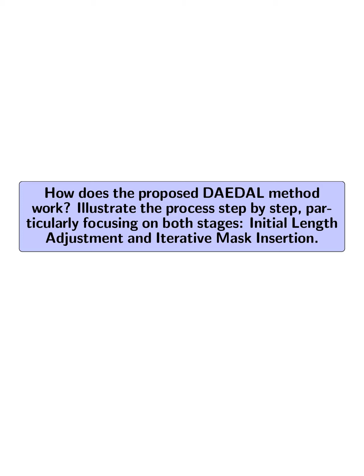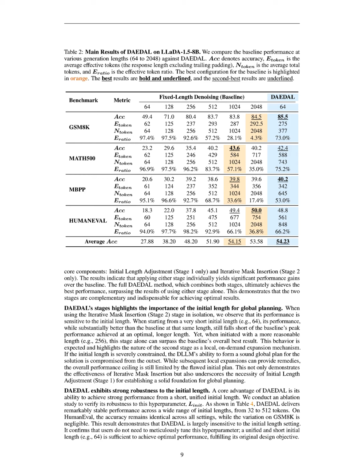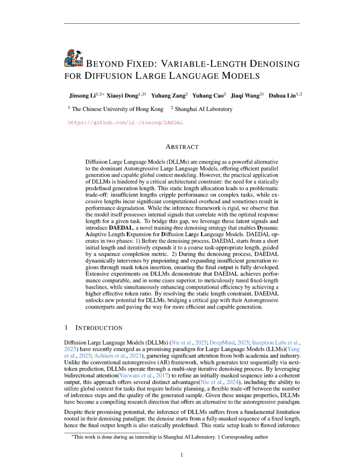Illustrate the process step by step, particularly focusing on both stages, initial length adjustment and iterative mask insertion. The proposed DAEDAL method operates in two distinct stages: initial length adjustment and iterative mask insertion. 1. Initial length adjustment. This stage begins with a short initial generation length. The model evaluates its confidence in predicting an end-of-sequence EOS token at the sequence's end.